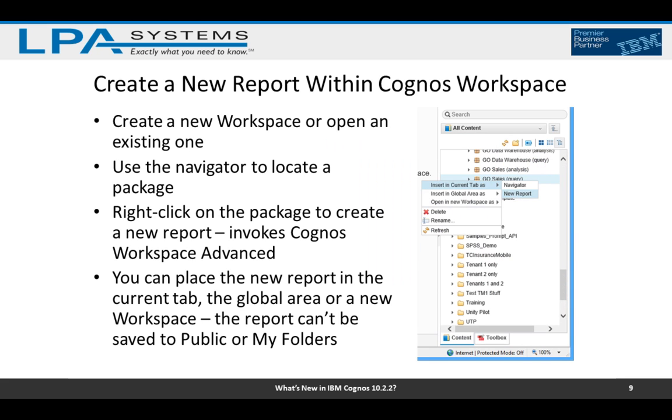So this is create a new report within Workspace. The notion is when in the navigator, you find a package, and in the picture I found Go Sales Query. You right-click on it, and you click on Insert in Current Tab or Insert in Global Area As, and you'll get the option for a navigator, or this new option, New Report. Now, when you click New Report, it's going to launch Cognos Workspace Advanced. And it's going to give you all the power of Cognos Workspace Advanced to create a report. But it doesn't allow you to save that report to public folders or my folders. When you save that report, it actually saves it as a new widget in the Workspace that you are creating or editing, right? So in this way, you don't separately author a report, then open Workspace, navigate to the report, and drag in the report to be a widget. Here, all in one simple step, you right-click on a package, create the widget you're looking for, and save it to your workspace.